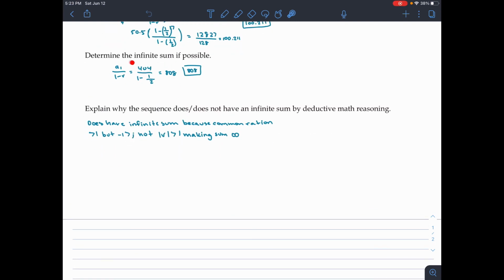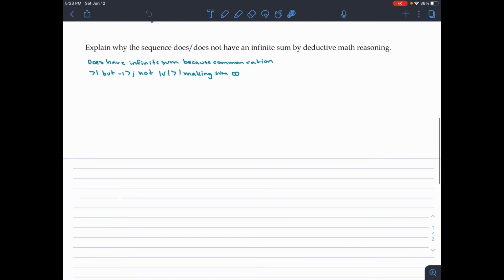And then to find the infinite sum, we would take this equation, which is a1 over 1 minus r. So we have 404 over 1 minus half, which is equal to 808, and that would be our infinite sum.